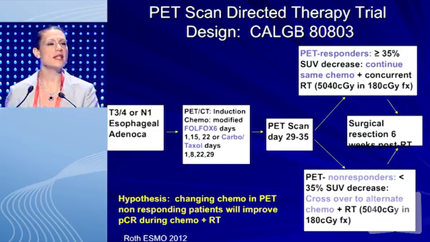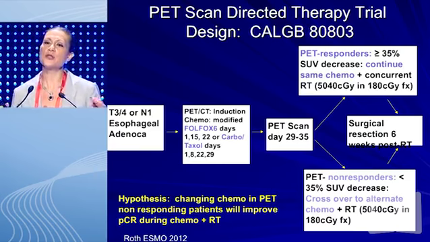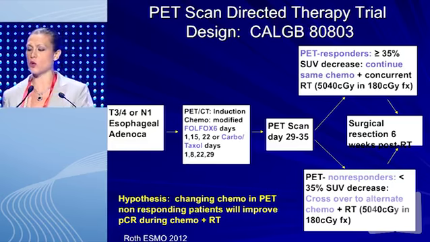So then can we use that to start to direct therapy? So this is the CALGB 80803 study looking at early PET saying, okay, for the patients who do not respond early on their PET scans, can we then change their treatment to give them a better chance at responding and do it quickly rather than just letting the disease take its natural course?